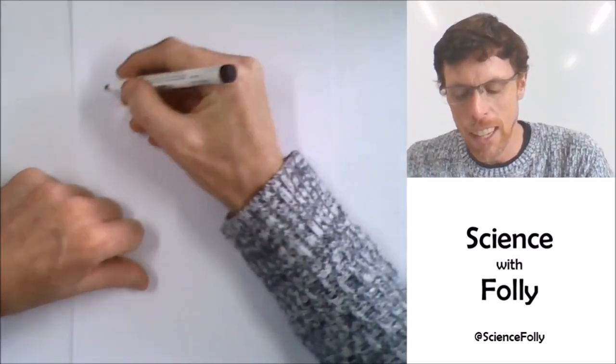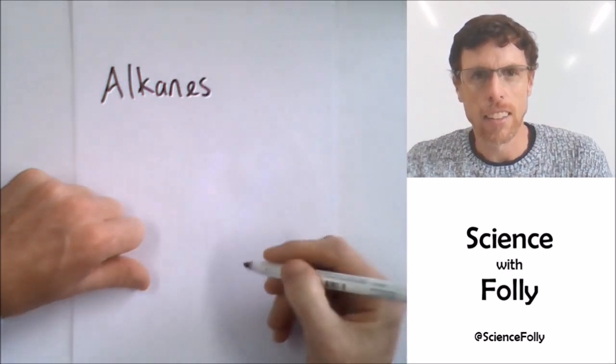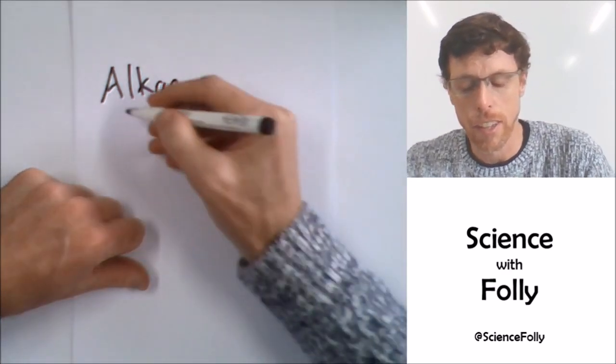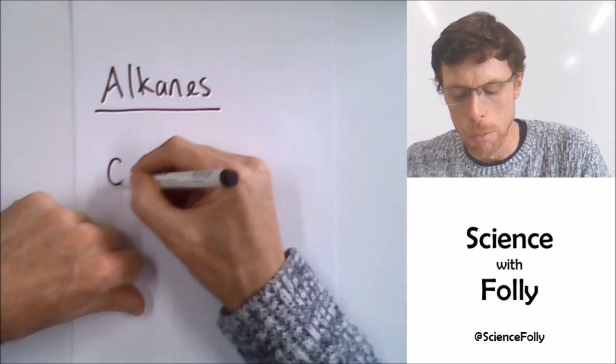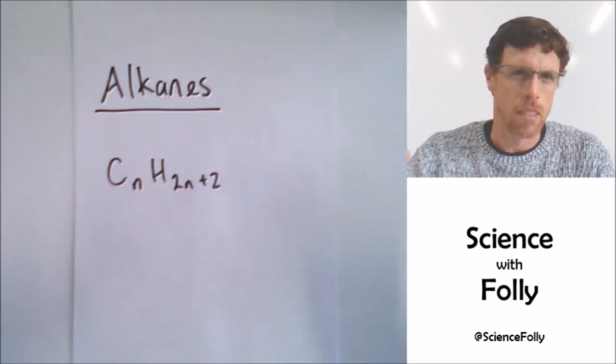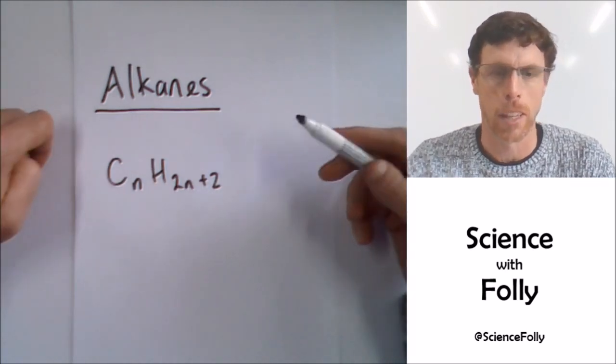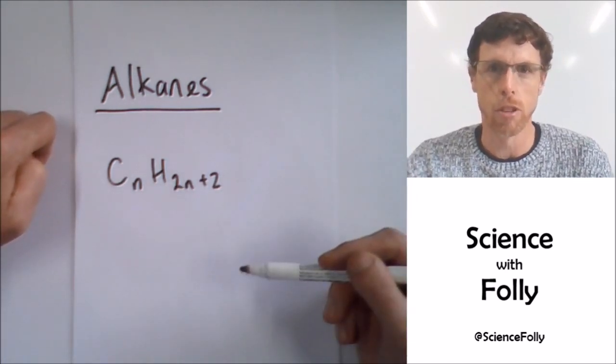Today we are looking at alkanes. Alkanes are a homologous series of carbon compounds that share the formula CnH2n+2. Homologous, what does that mean? Well, it means they're basically all kind of similar. And what does this formula mean?